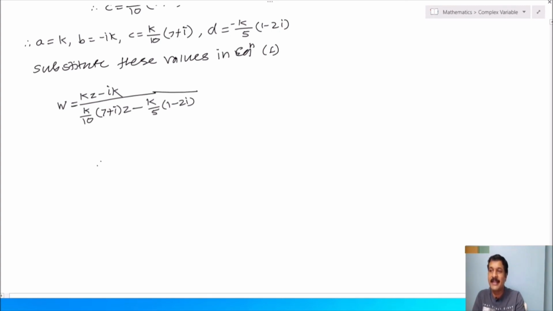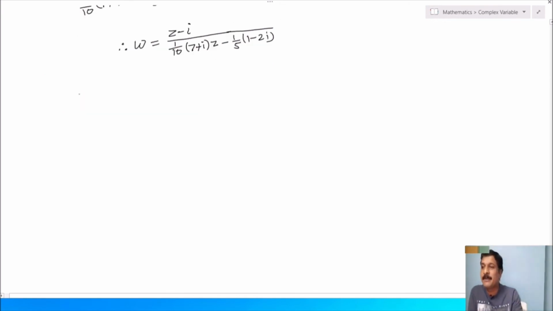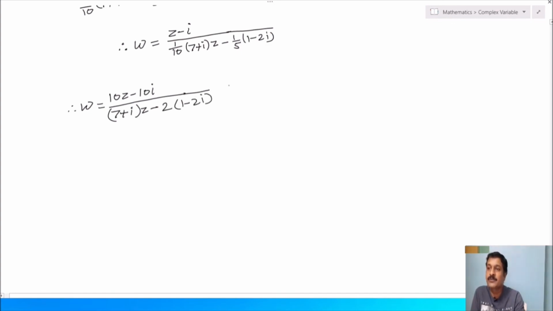So finally I am getting W. If we divide numerator and denominator by k, I am getting W equal to (Z minus i) upon (1 by 10 (7 plus i) Z minus 1 by 5 (1 minus 2i)). If we simplify it, the same thing I can write if we multiply numerator and denominator by 10. So I am getting W equal to (10Z minus 10i) upon ((7 plus i)Z minus 2(1 minus 2i)). So this is your required bilinear transformation.